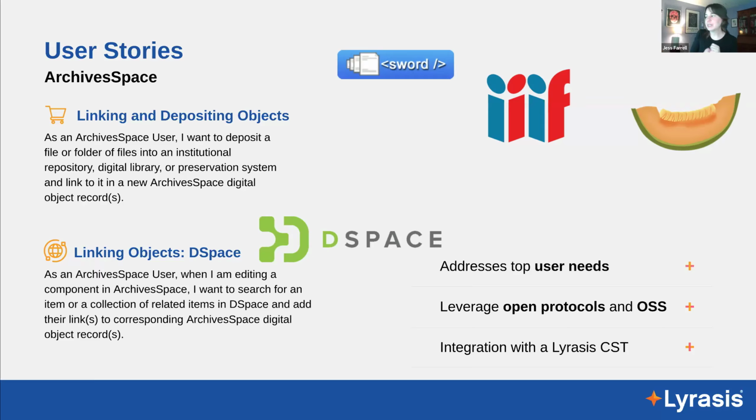The second user story is linking digital objects specifically to DSpace. So as an ArchivesSpace user, when I'm editing a component in ArchivesSpace, I want to search for an item or collection of related items in DSpace and add their links to the corresponding ArchivesSpace digital object record. So we chose these because they incorporate 2 of the 3 top user needs from the survey: linking digital objects and reducing metadata duplication between 2 systems.